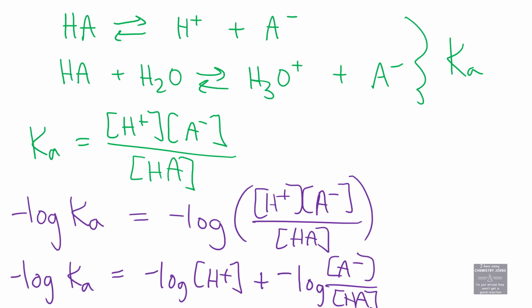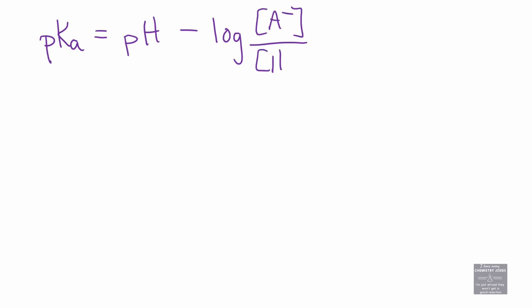Why would I do that? Well, the chemistry term for a negative log of Ka is pKa. The chemistry term for negative log of H plus is pH. So let me flip to a new slide just so that I have a little more space to write. pKa is equal to the pH minus the log of A minus over HA.